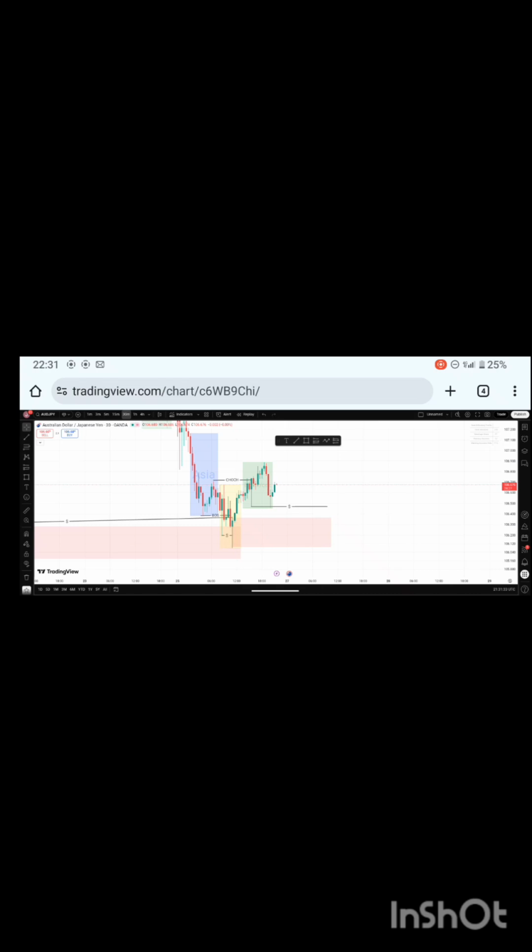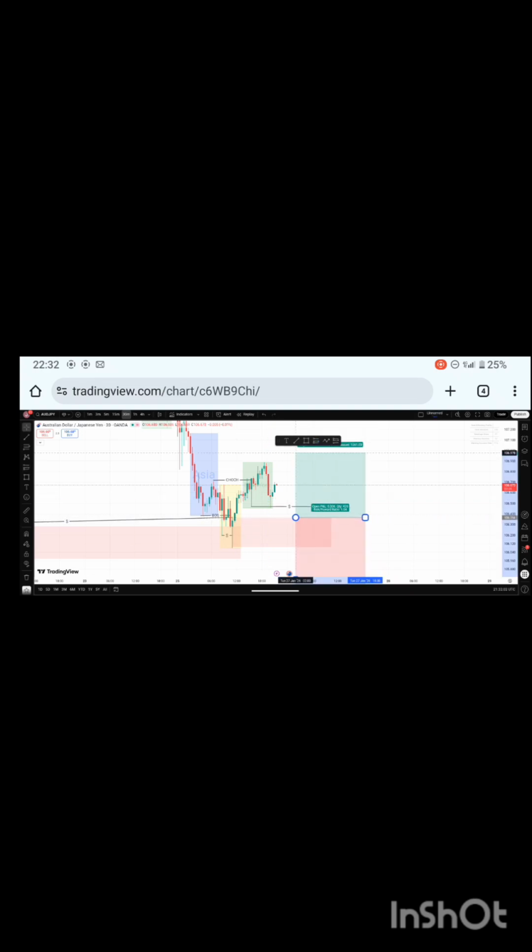So what I'm expecting now, because I don't trade down, what I'm expecting tomorrow is price should come sweep this low, and then I'll go in for a buy because AUD JPY is clearly on the uptrend. What I'm expecting is price to take out this low, and then I'll go in for a buy.